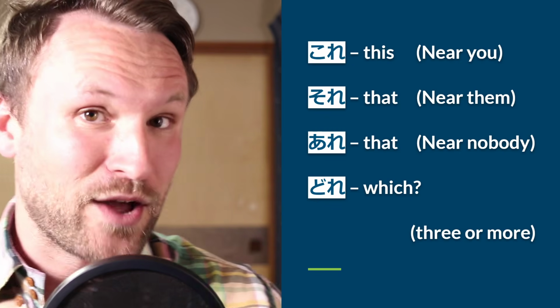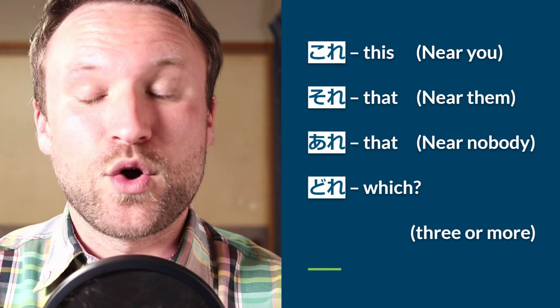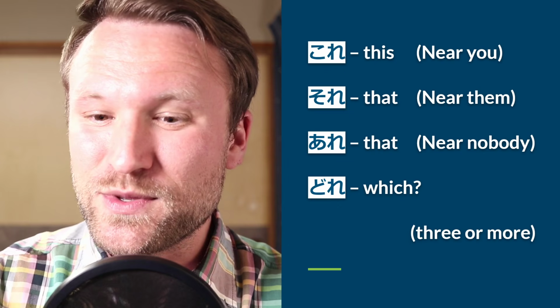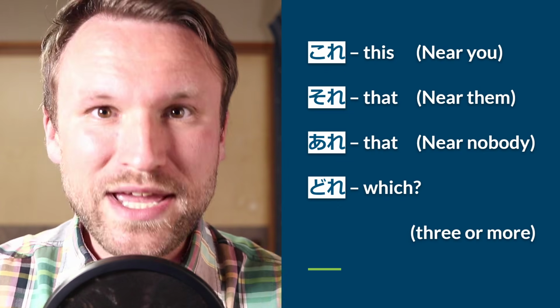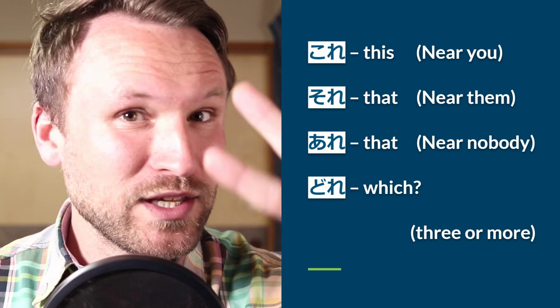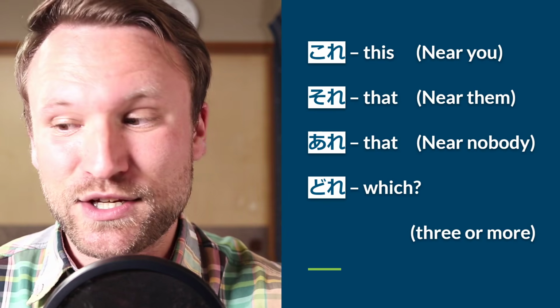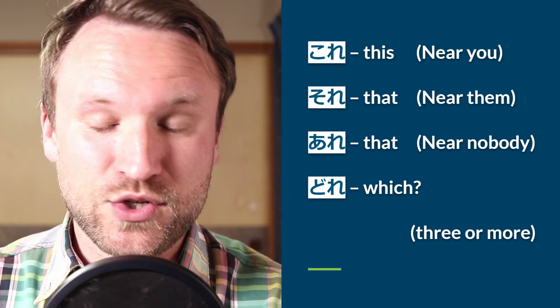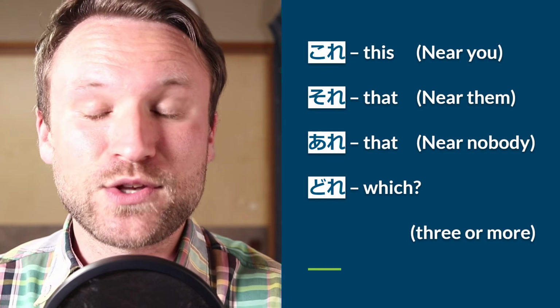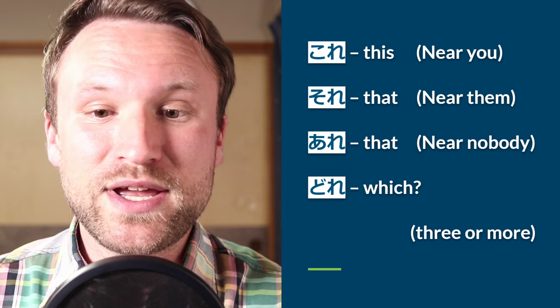Okay. Now, dore is which. Dore is not just which, though. You can't use it with 2 things. It has to be 3 or more things. We're not covering it today, but for only 2 things, you would actually ask dochi, which is a short version of dochira. But don't worry about that too much right now. Just know that dore is for 3 or more things.